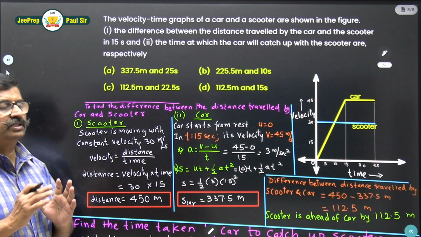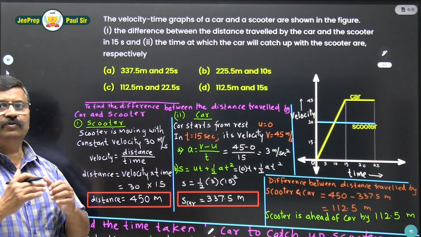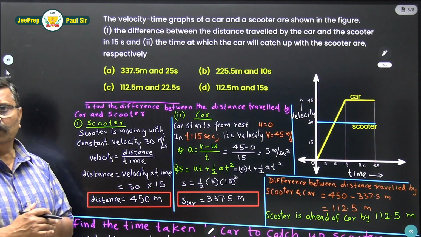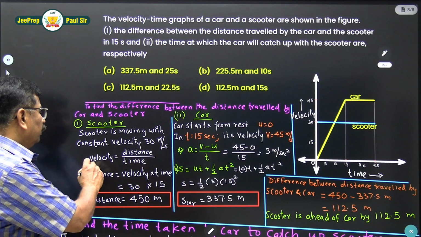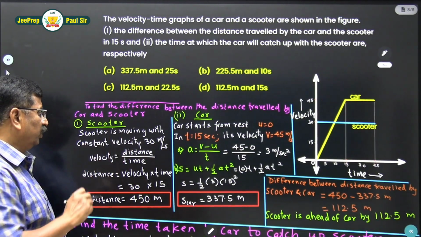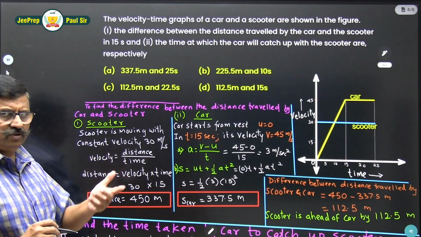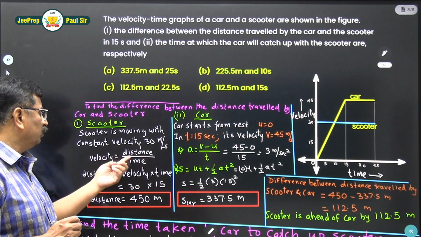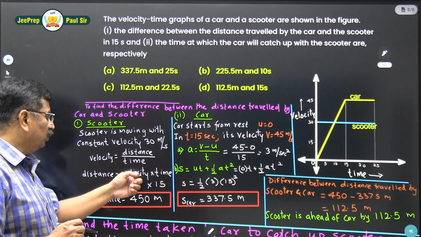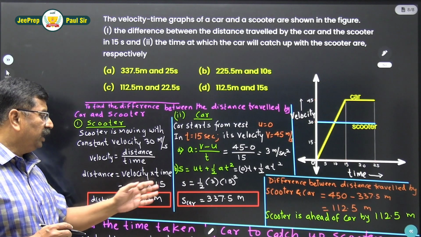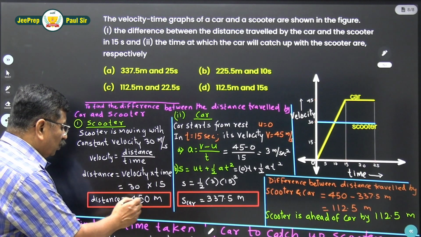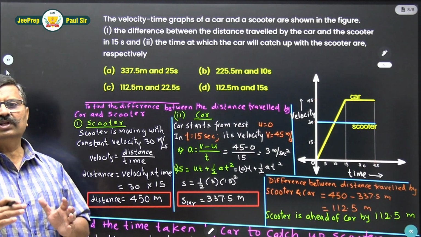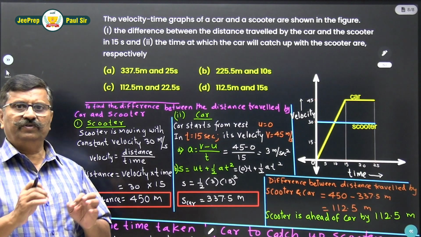Let's first find out the distance traveled by the scooter in first 15 seconds. Now, as I told you earlier, scooter is moving uniformly with 30 meter per second. Therefore, for first 15 seconds, its velocity is 30 meter per second, and thereafter also it is 30 meter per second. Velocity is equal to distance upon time, so distance equals velocity, that is 30, into time 15 seconds. So, therefore, total distance comes to be 450 meter. Means, scooter covers 450 meter distance in first 15 seconds.